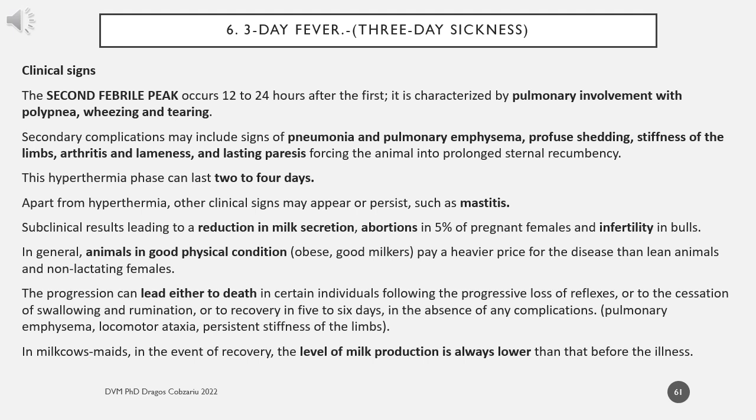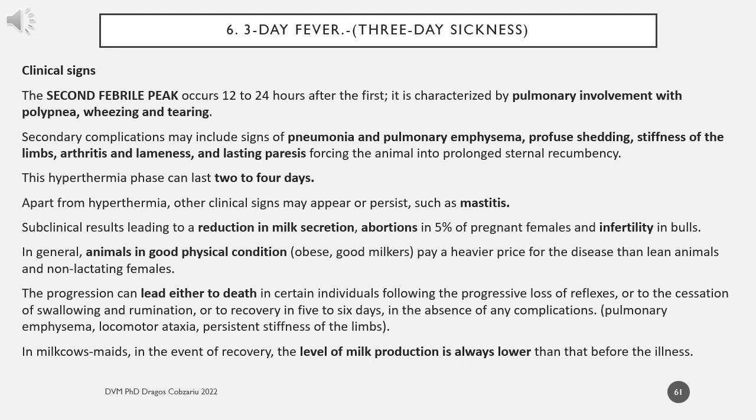Apart from fever, other clinical signs may appear or persist, such as mastitis, leading to a strong reduction in milk secretion, abortions in 5% of pregnant females and infertility in bulls. In general, animals in good physical condition, obese, good milkers, pay a heavier price for the disease than lean animals and non-lactating females. The progression can lead either to death in certain individuals following the progressive loss of reflexes, or to the cessation of swallowing and rumination, or to recovery in 5 to 6 days, in the absence of any complications. Pulmonary emphysema, locomotor ataxia, persistent stiffness of the limbs.